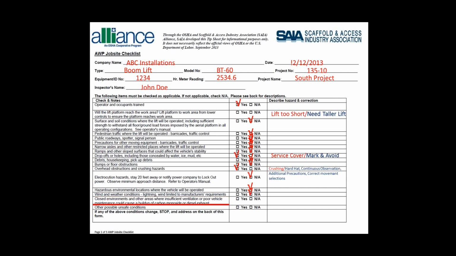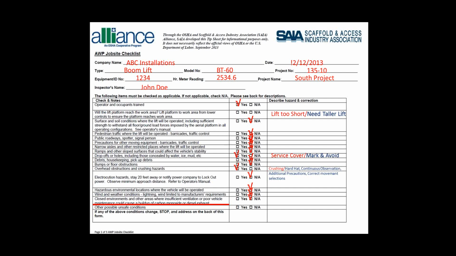Closed environments and other areas where insufficient ventilation exists. So if we're using a machine indoors, we want to make sure that we're using an electric machine. In highly populated areas, we may be using a combustible machine, but we might want to put a scrubber on it to reduce the carbon footprint of that machine.